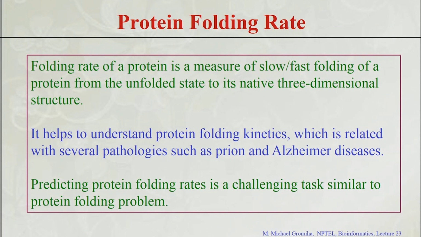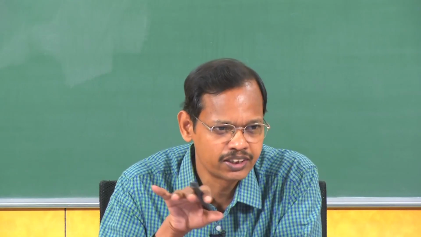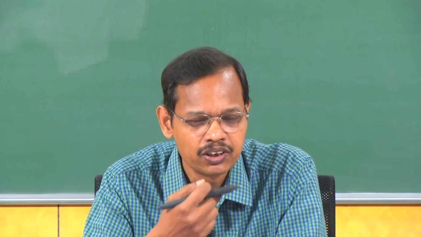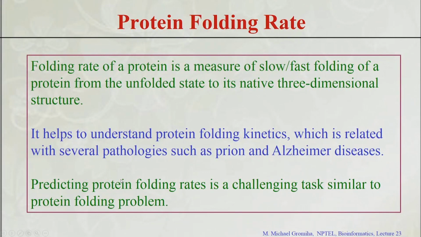So, what does the folding rate of a protein mean? It is the measure of slow or fast folding of a protein from its unfolded state, the random coil conformation, to its native 3 dimensional structure. How long will a protein take to fold into its native 3D structure? Why is it important? Because the folding rate helps to understand the kinetics, which is related to several pathologies like prion diseases, Alzheimer's disease and so on. So, it is very important to understand the folding rate of any particular protein as well as of mutants, and what will happen if you mutate a specific residue. And predicting the folding rate is also a challenging task, similar to the protein folding problem.